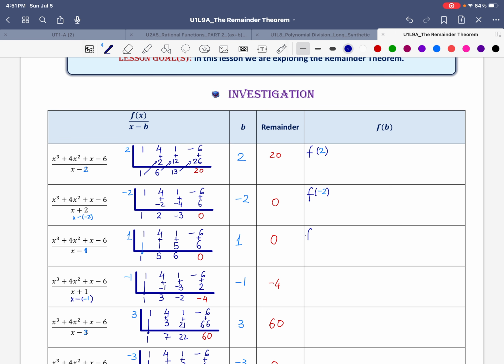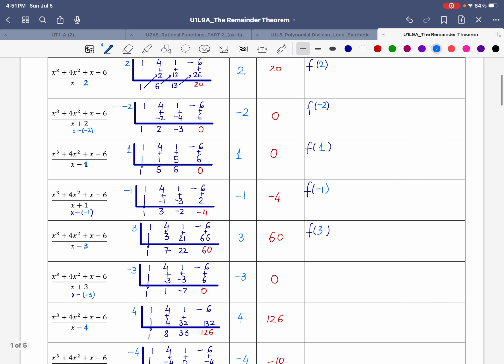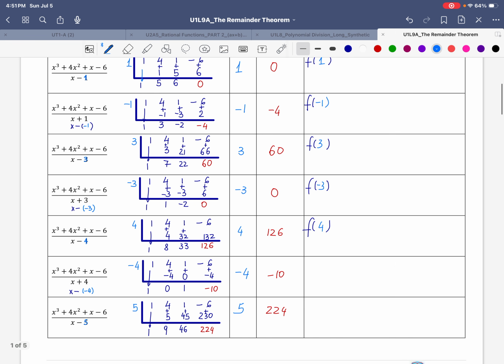And next we have f of positive 1. Then we have f of negative 1. See, that's our b value, right? Now we have to find f of positive 3. And then we'll find f of negative 3. And then we'll find f of positive 4. And lastly, we have 2 more, f of negative 4. And then f of positive 5.